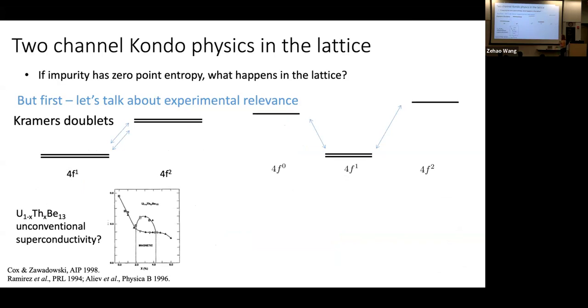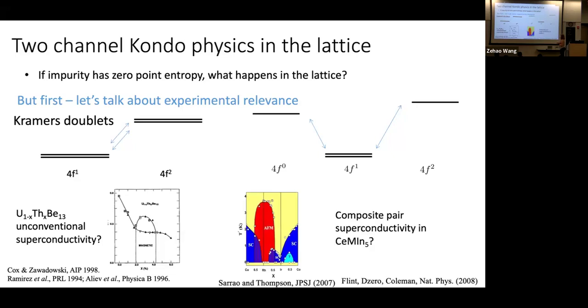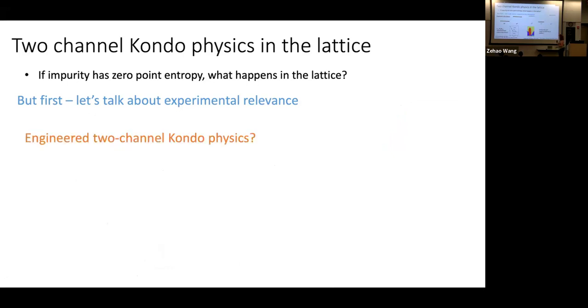It's also been discussed when you have two Kondo channels that are not generically the same. One is going in this direction, one is going in this direction, they have different symmetries. That can give you composite pair superconductivity, which we'll talk about, and that was discussed for the CeCoIn5, CeRhIn5 materials. All right, and I think it has potentially broad applications.